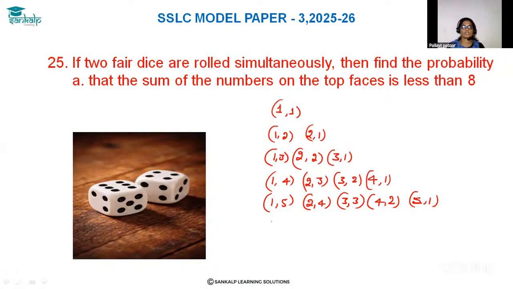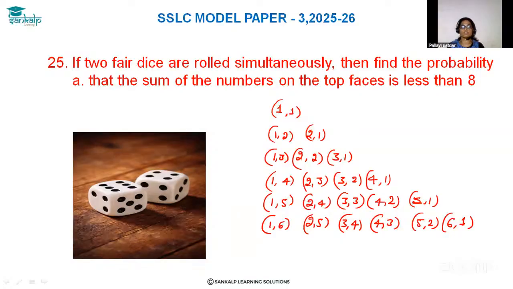So similarly 1, 6, 2, 5, 3, 4, 4, 3, 5, 2, 6, 1. So this many possibilities are there, children. So the sum is below 8, children. So then what is the total? 1, 2, 3, 4, 5, 6, 7, 8, 9, 10, 11, 12, 13, 14, 15, 16, 17, 18, 19, 20, 21.